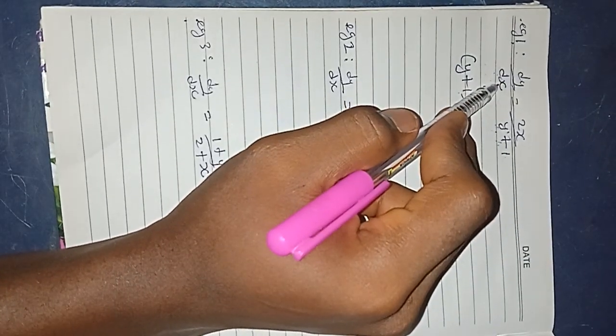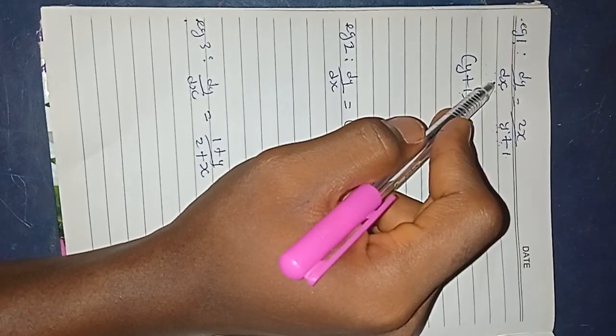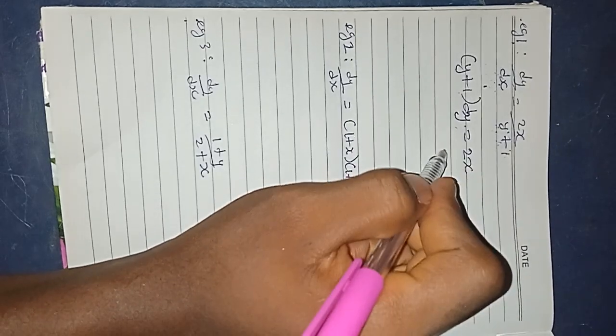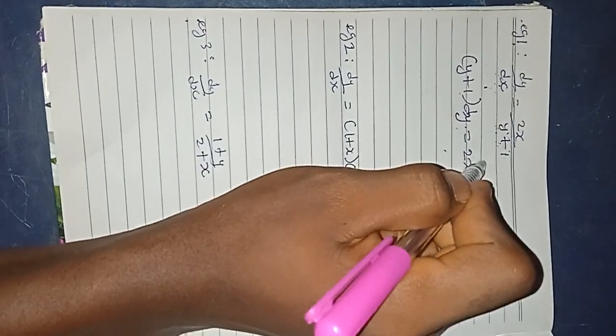dx is dividing on the left hand side. Once it crosses over to the right hand side, it's going to multiply. So you have 2x multiplied with dx. Then integrate both sides.